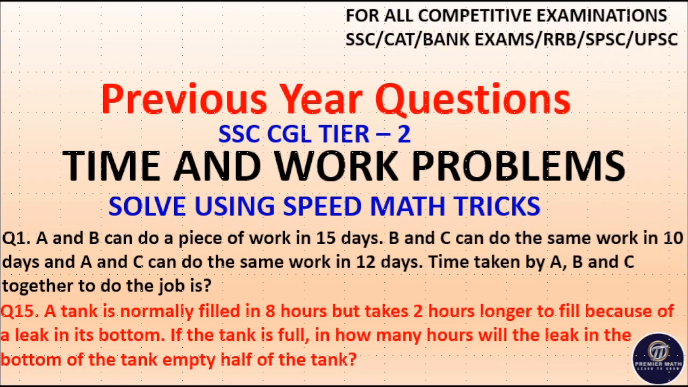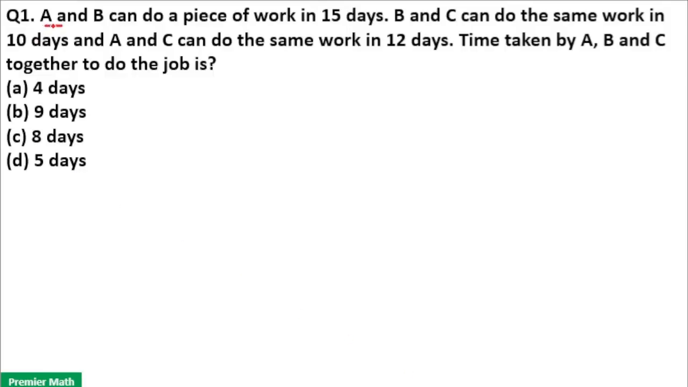Our first question is, A and B can do a piece of work in 15 days. B and C can do the same work in 10 days. A and C can do the same work in 12 days. Time taken by A, B and C together to do the job is?